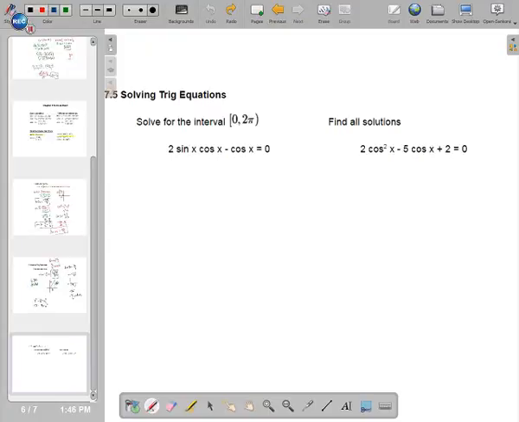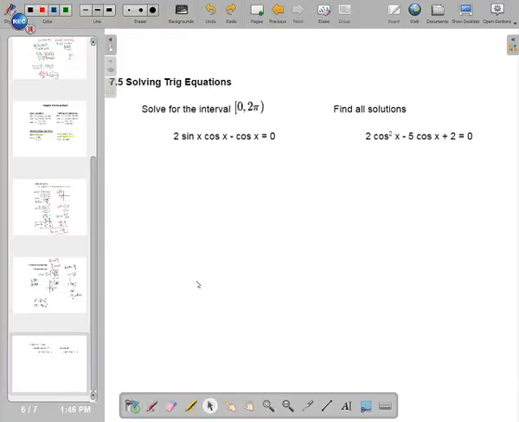The last section is solving. So the first thing you're going to want to do is decide if factoring is necessary. And in this problem, when you see sines and cosines in the same problem, the answer is probably yes.